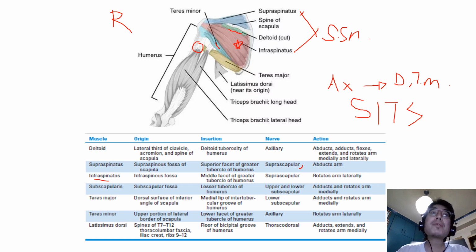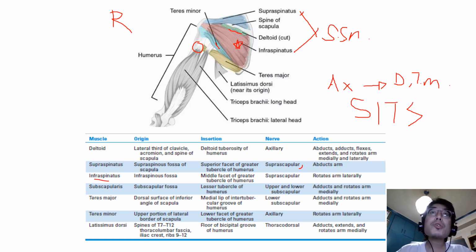Speaking of the subscapularis, we cannot see the subscapularis in this image because it is located on the posterior side, in the subscapular fossa. It inserts into the lesser tubercle of the humerus, and it is innervated by the upper and the lower subscapular nerves. And the subscapularis functions to adduct and rotate the arm medially.